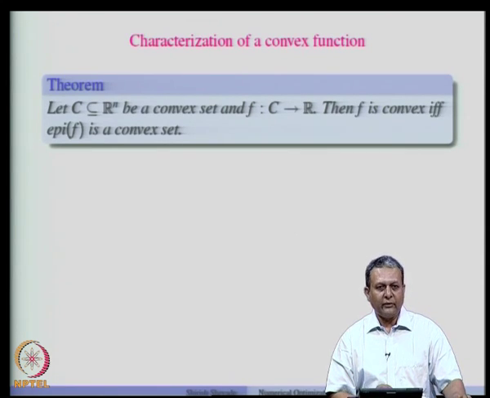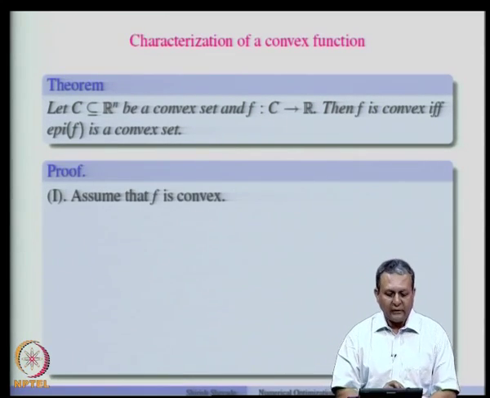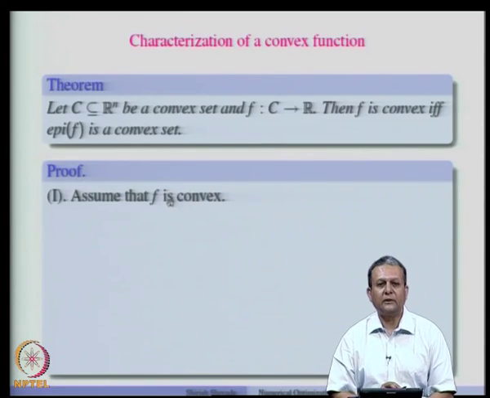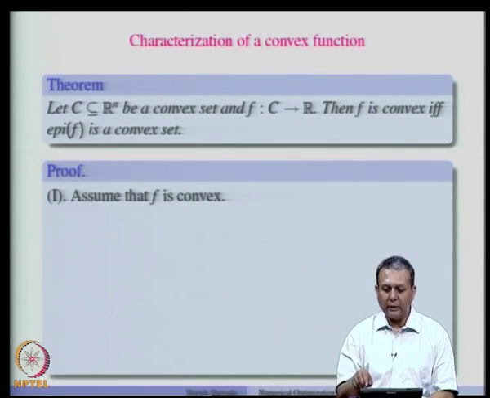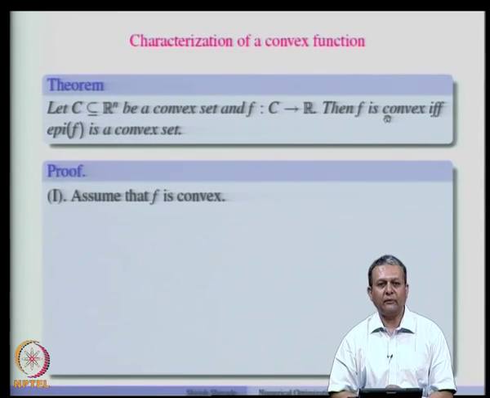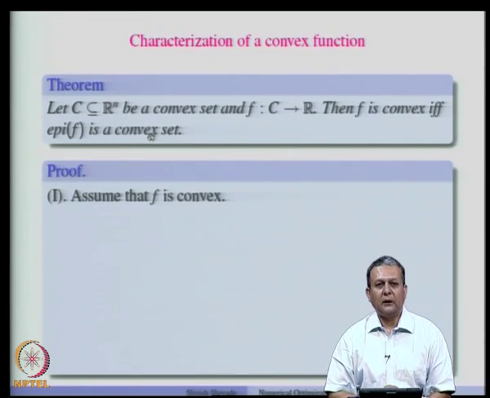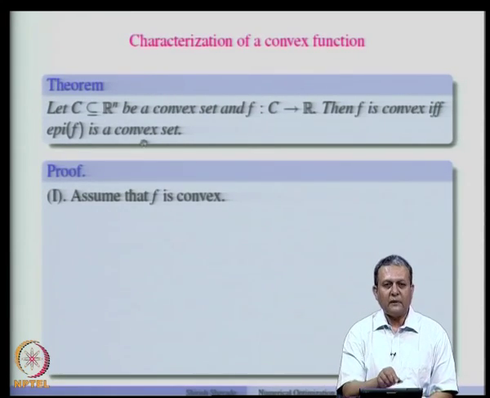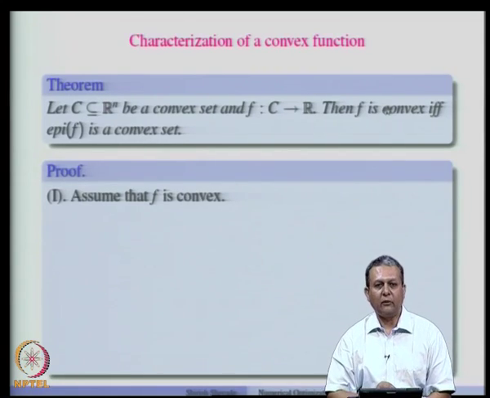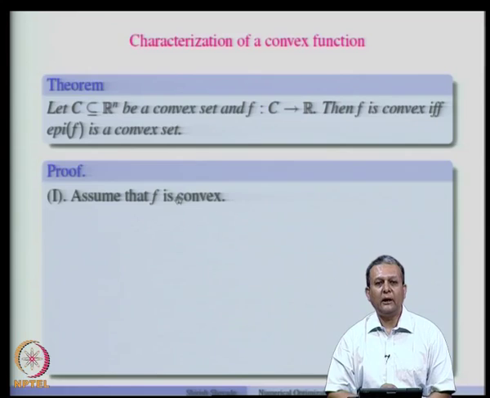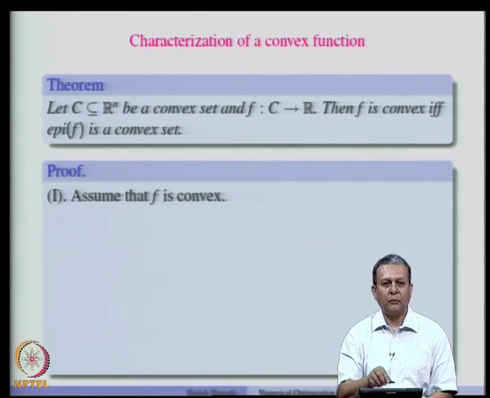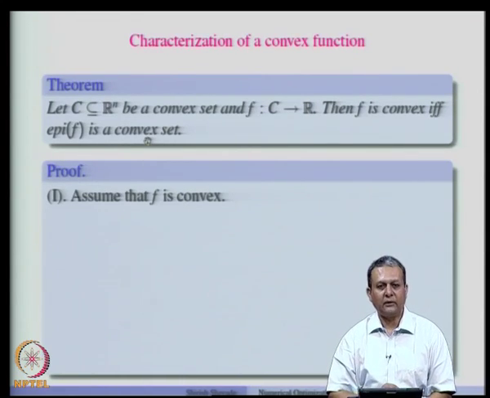We will try to prove this. So, let us assume that the function is convex. Remember that we have to give the proof in two parts. The first part is that we assume that F is convex and show that epigraph of F is a convex set, and the other part is that we assume that epigraph of F is a convex set and show that the function is convex. So, let us first prove the part where we assume that the function F is convex and prove that epigraph of that function is a convex set.